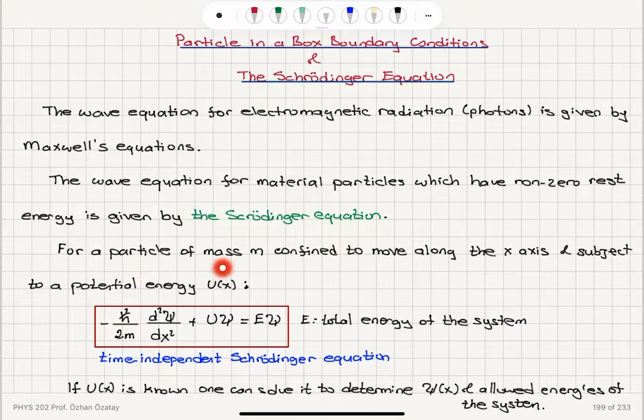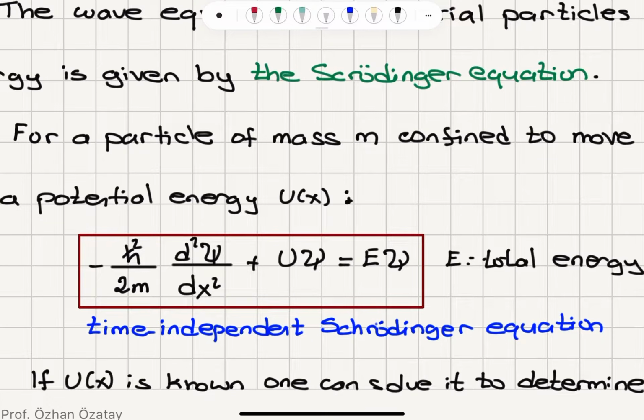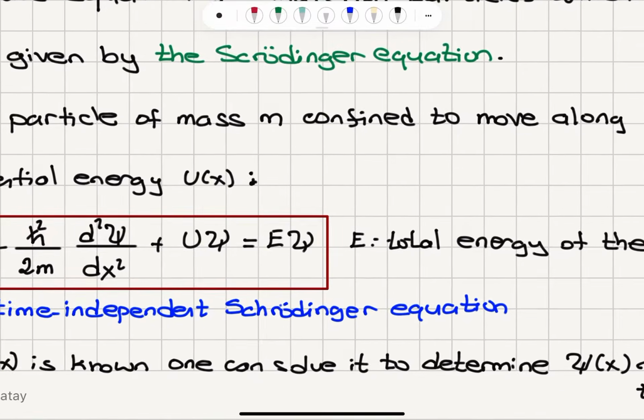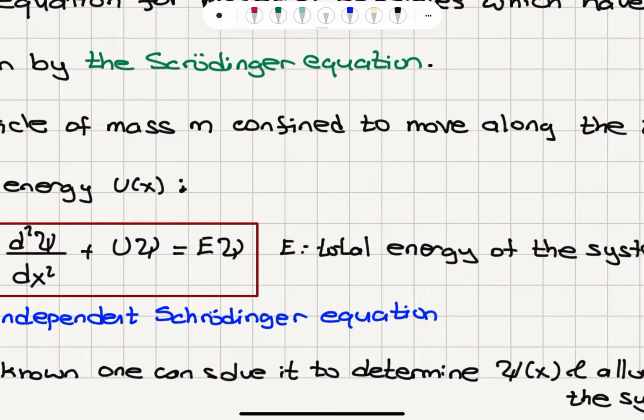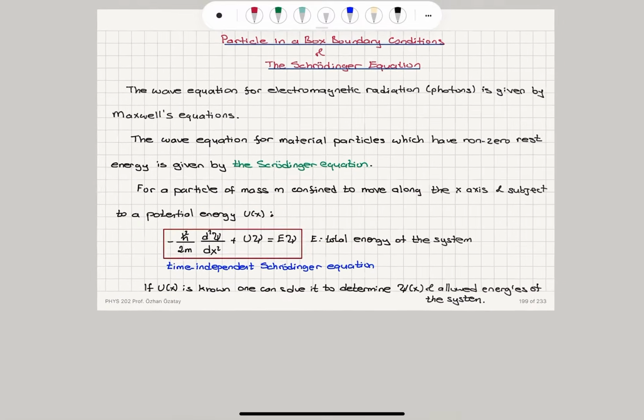So for a particle of mass m, confined to move along the x-axis and subject to a potential energy U of x, this wave equation is the time-independent Schrödinger equation, that is minus h bar squared divided by twice the mass of the particle, times the second derivative of the wave function with respect to x, plus potential energy times the wave function is equal to energy times the wave function. So this E is basically the total energy of the system. Okay, so that's the wave equation for material particles.